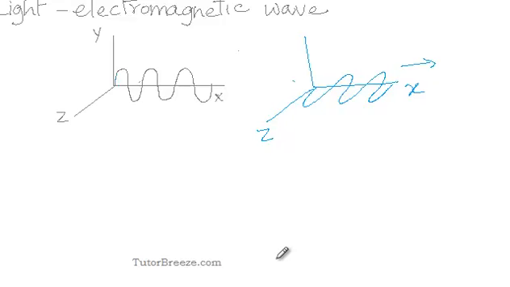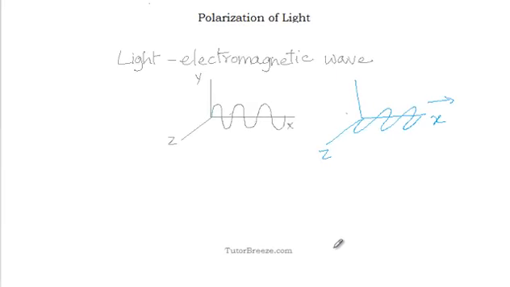Now you might be wondering, is light always polarized? Ordinarily, light which comes from the sun or from a light bulb is unpolarized. Now, what do we mean by unpolarized light?